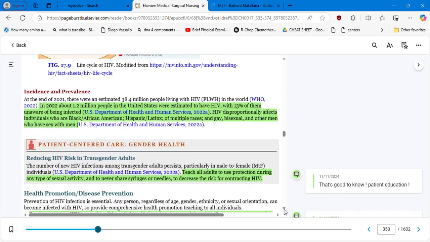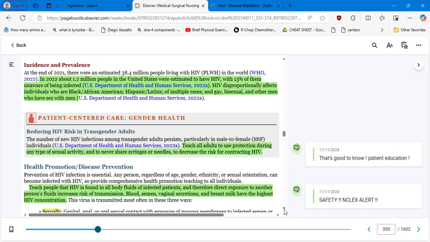Incidence and prevalence: in 2022, about 1.2 million people in the US were estimated to have HIV, with 13% of them unaware of being infected. So it's almost 160,000 people out of that 1.2 million who didn't know they were infected.